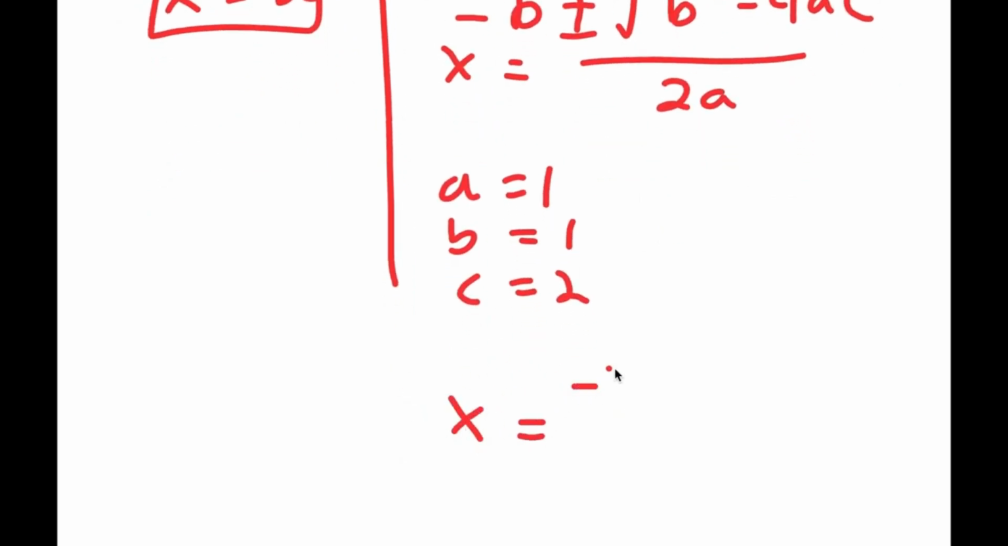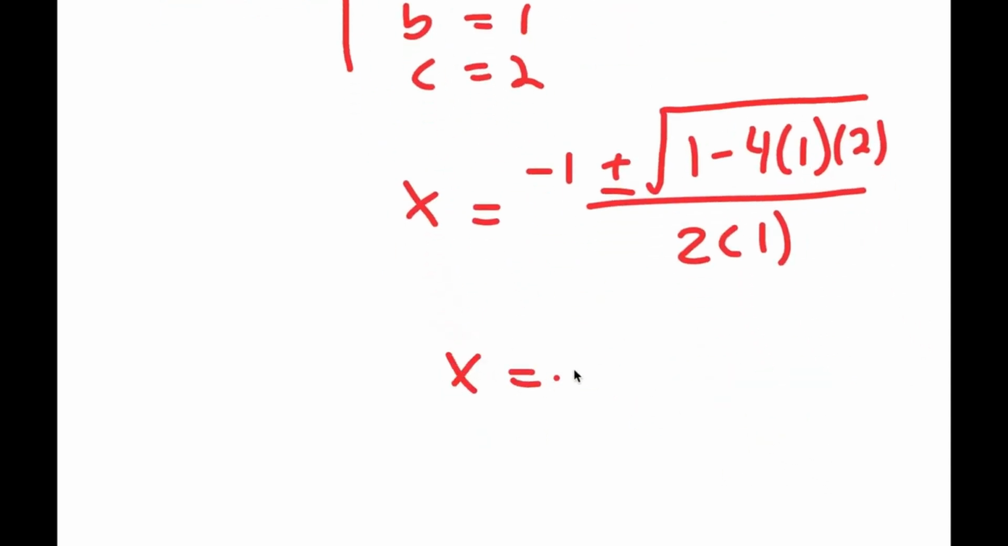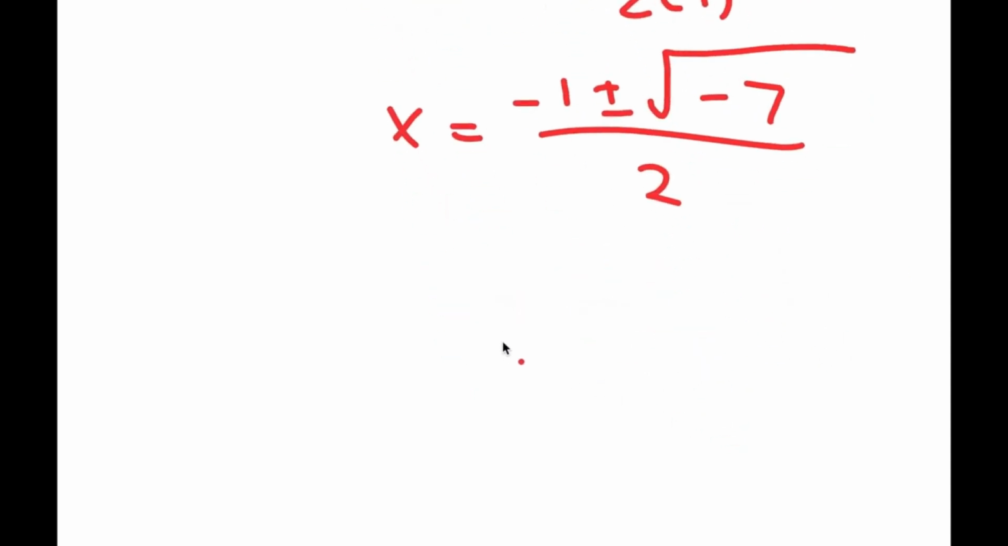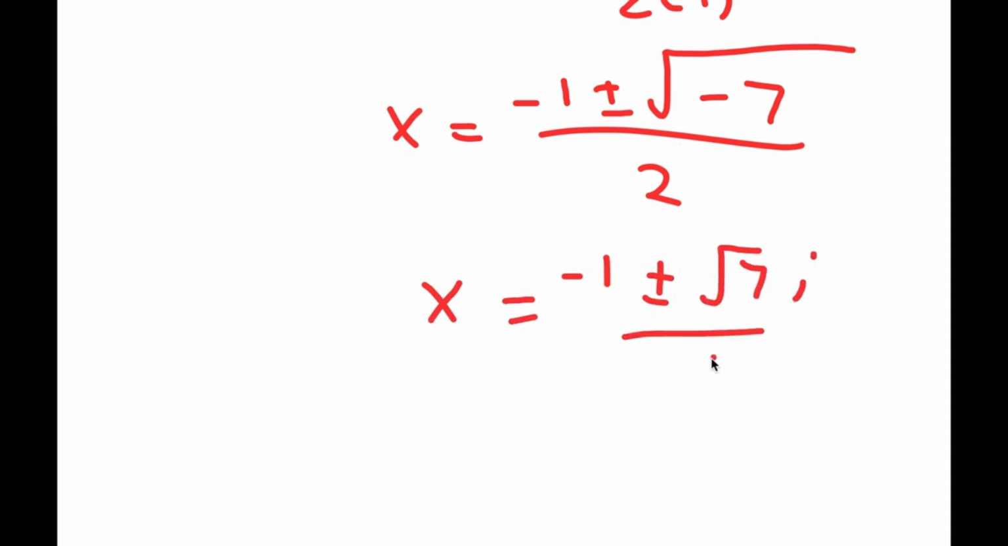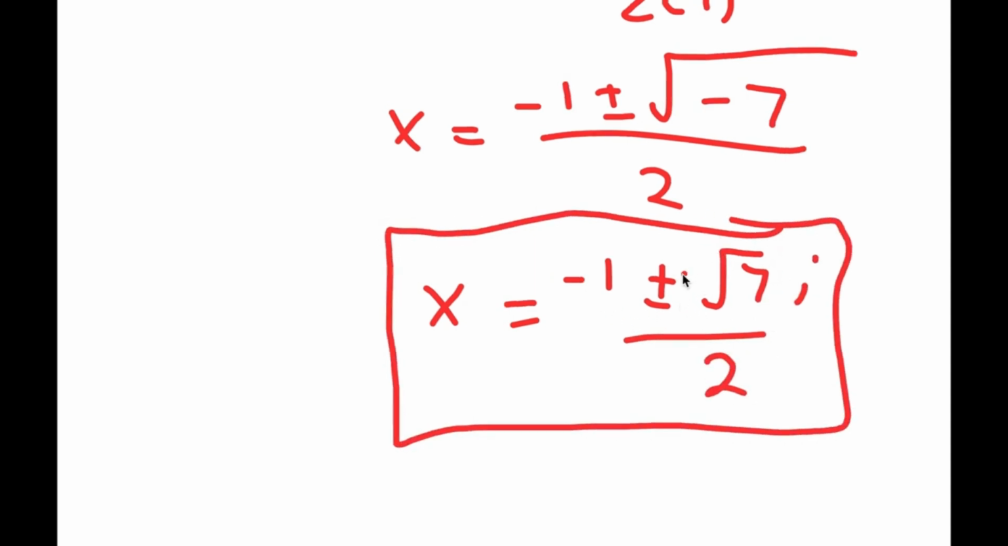So I get x is equal to negative 1 plus or minus the square root of 1 squared, which is 1, minus 4 times 1 times 2 all over 2a. And now this is equal to negative 1 plus or minus the square root of 1 minus 8, which is negative 9. Or sorry, negative 7. Now I have this over 2. And this is equal to negative 1 plus or minus the square root of 7i over 2. So these are my three solutions.